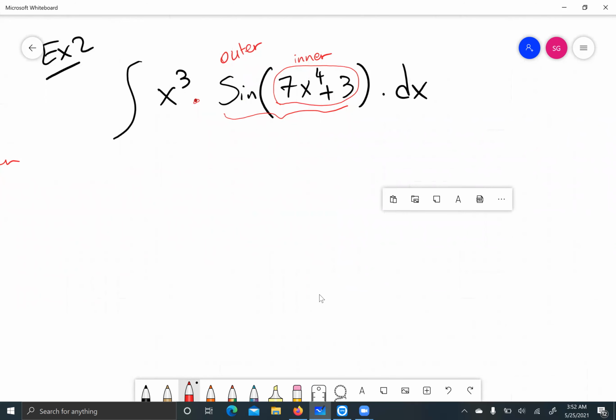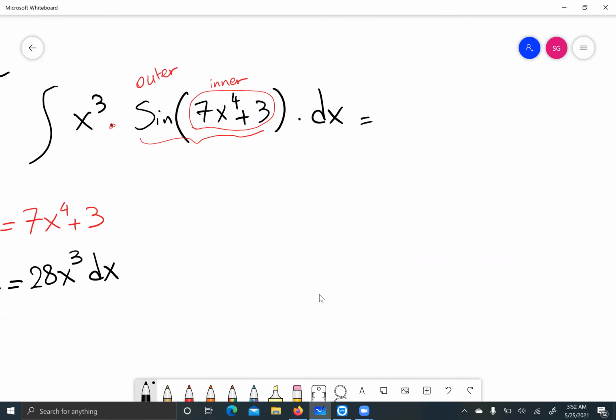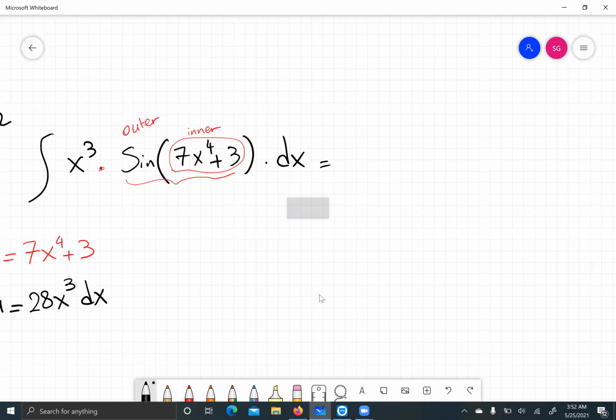Take the inner function and label it as u. Then take the derivative. So derivative with respect to u, and take the derivative of the right side with respect to x: 7 times 4, 28, x cubed dx. Okay, so the technique is the same, just use substitution. Now express everything in terms of u.